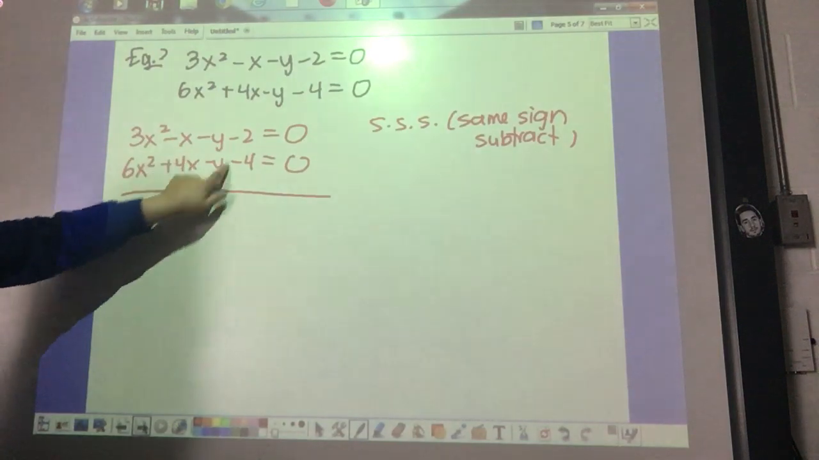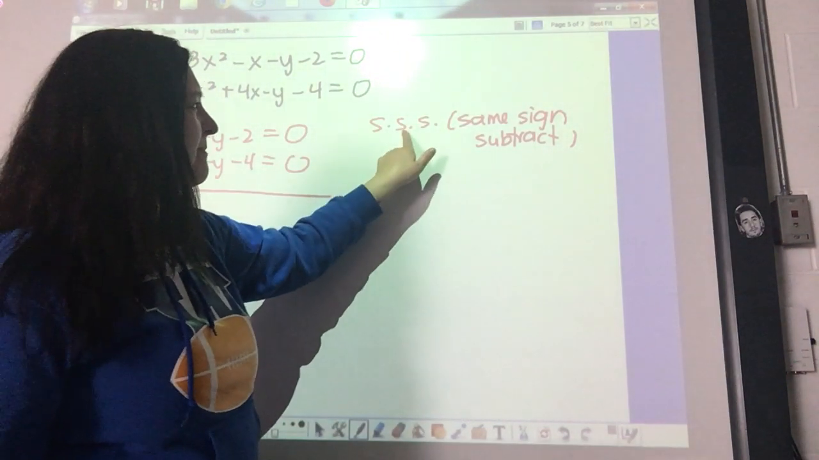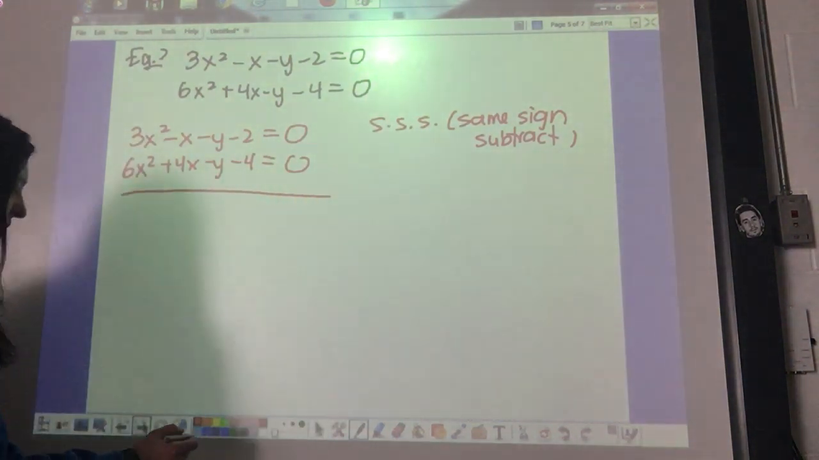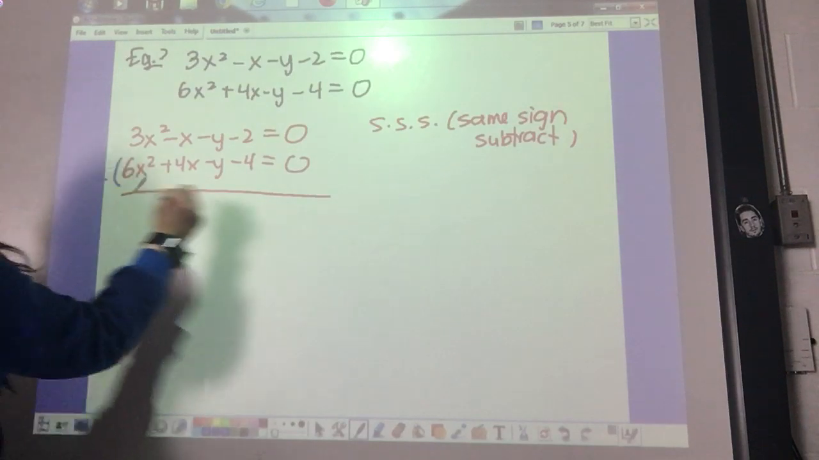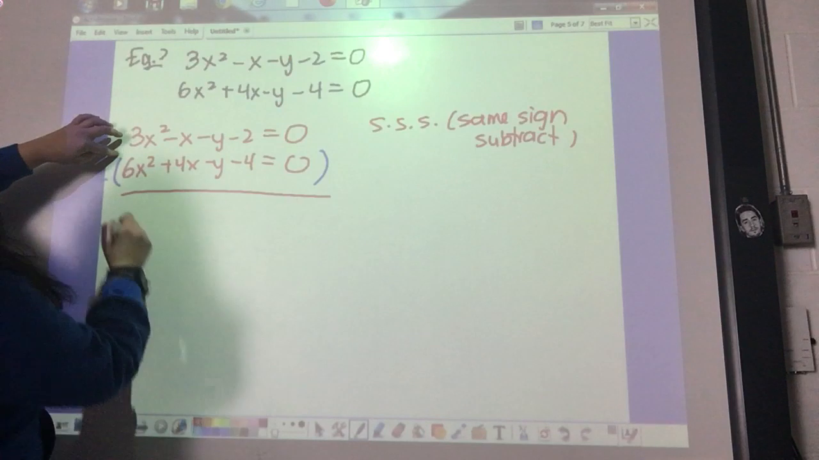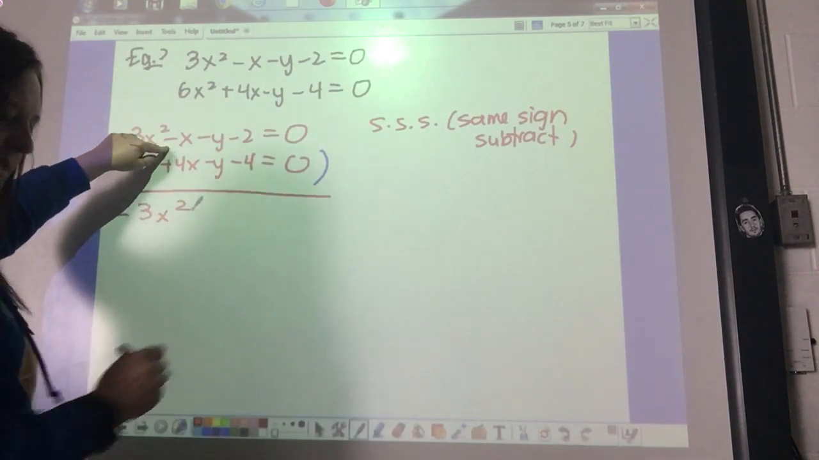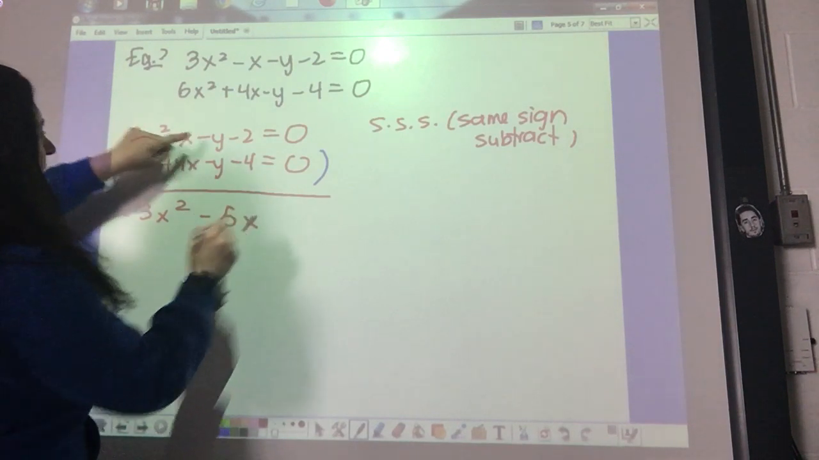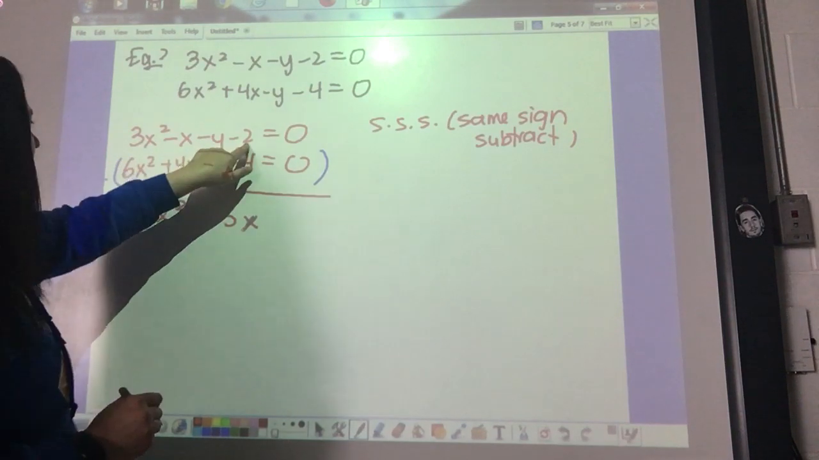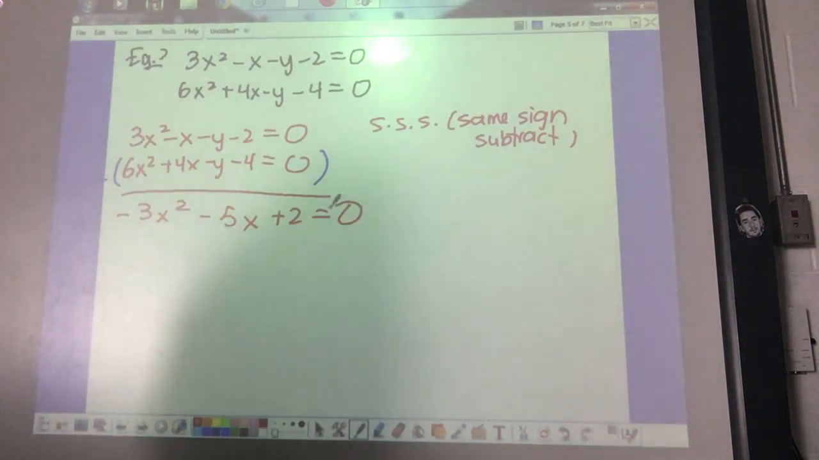Now, I'm going to get rid of my y variables, but they're the same sign. So remember from grade 10, opposite sign you add, same sign, subtract. So for proper notation, we show that we are subtracting. 3x squared minus 6x squared gives us negative 3x squared. Minus x minus 4x gives us a negative 5x. Minus y minus minus y, they should cancel each other out. And then minus 2 minus minus 4 gives us a plus 2 equals 0.